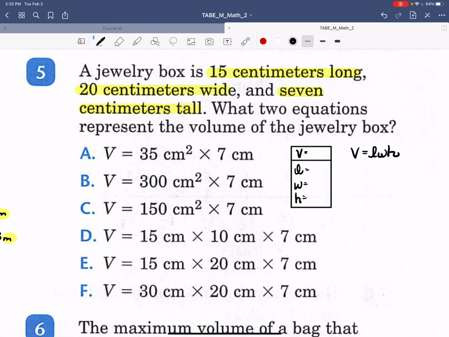Where length, that's long, 15 centimeters, 20 centimeters, and 7 centimeters tall. So we have all centimeters. That's a good thing. So let's do 15 times 20 times 7. I see one of my answers. That would be E.